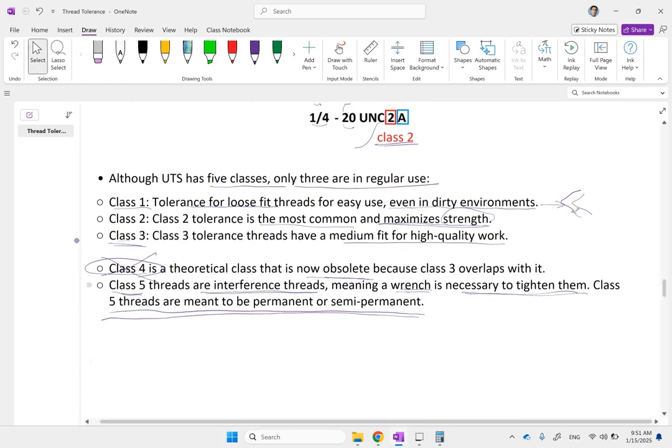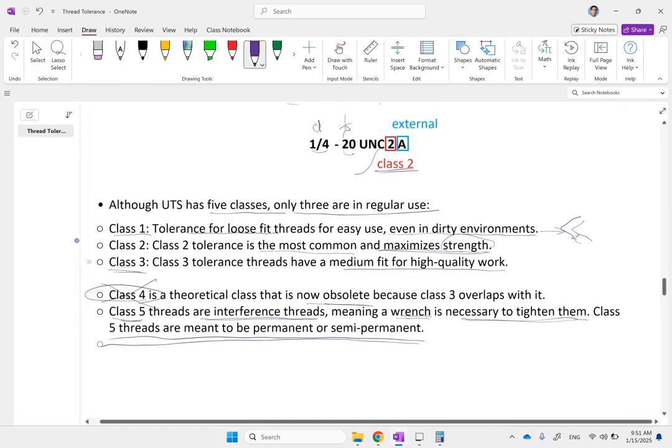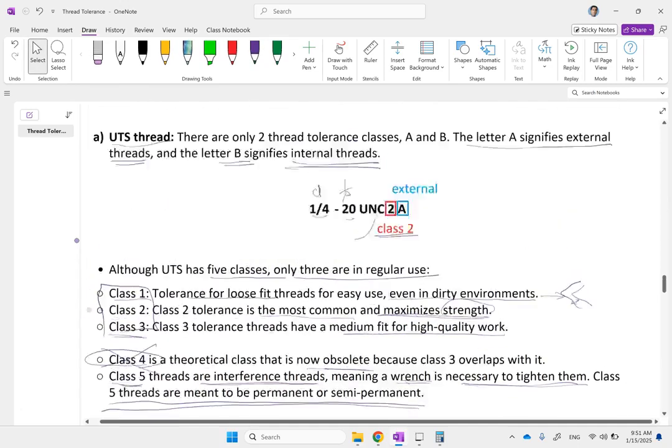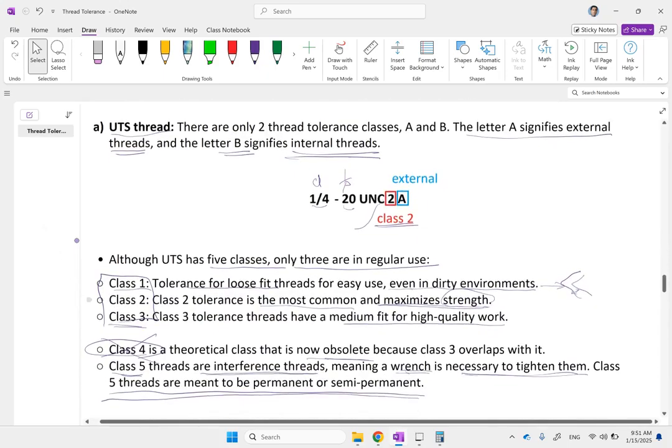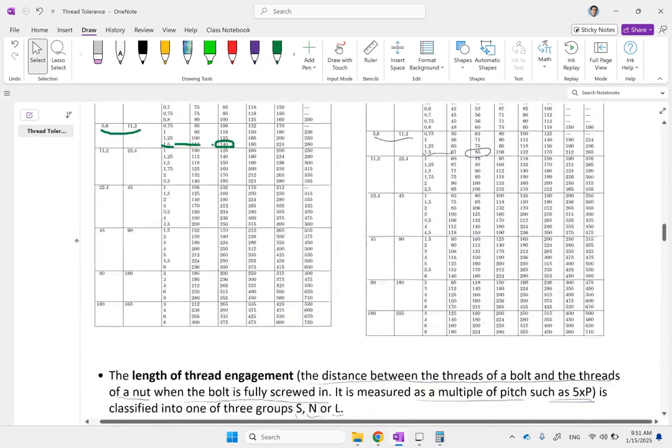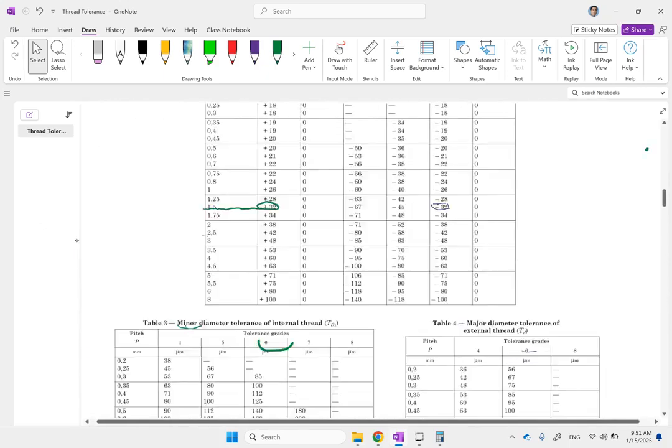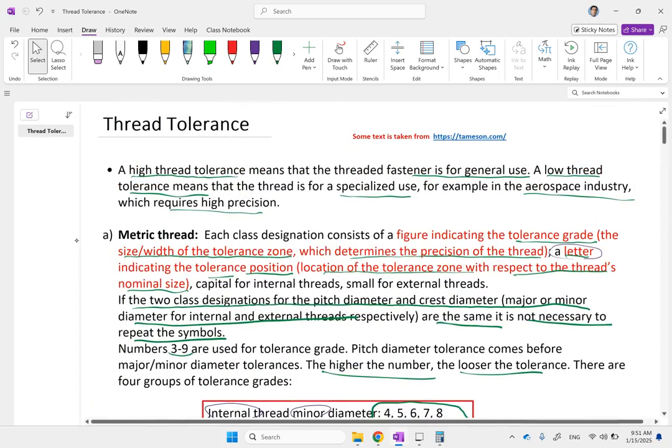So typically, if we don't want to do that, for most scenarios, we use one of the classes 1, 2, or 3. Okay, hopefully this video was useful to you. This is a very important topic if you want to put tolerances on the threads.